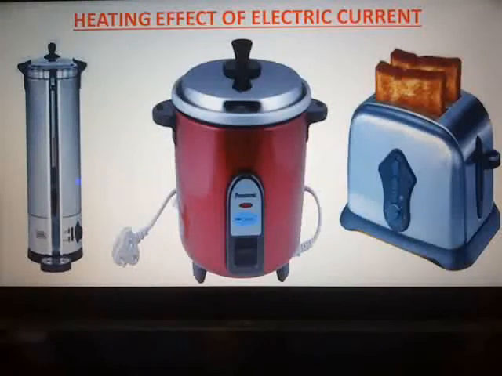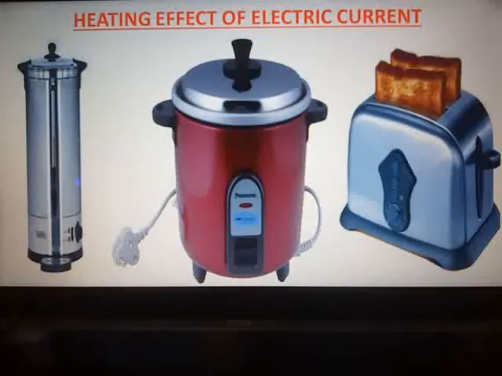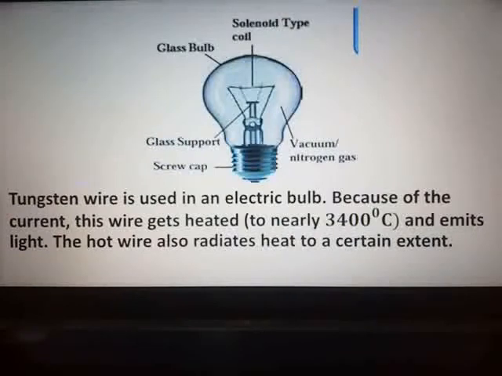Heating effect means what? Because of the flow of electric current, heat is generated, and on this heat, different electrical appliances work. We had seen last time the cooker, toaster, geysers, electric bulb. These are the different applications of the heating effect of electric current.